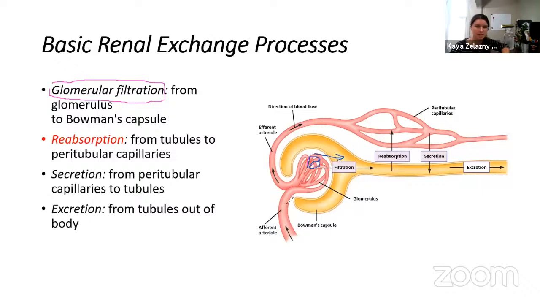So we're filtering into the nephron. So this is the filtrate. If I use the word filtrate, I'm talking about this fluid that has gone into the nephron and is eventually going to be urine. Reabsorption is going to be talking about moving things from the fluid in the tubule, from that filtrate, back into the blood, and therefore back into the body.